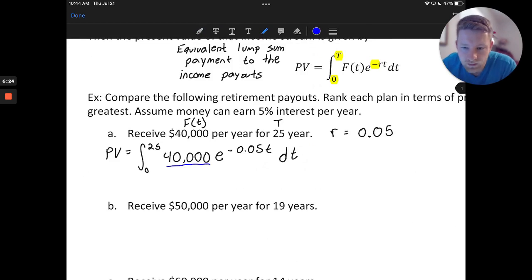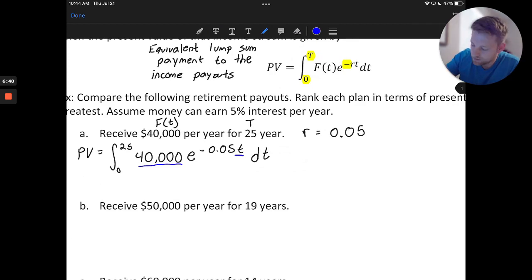The only variable in our integral here is that exponent with the negative 0.05t. So let's consider how we would take an antiderivative of an exponential function. If we consider the antiderivative of that exponential, we're really just going to have to rewrite the exponential and divide by the derivative of that exponent. So the constant value here will stay along, that's 40,000, that's a constant.